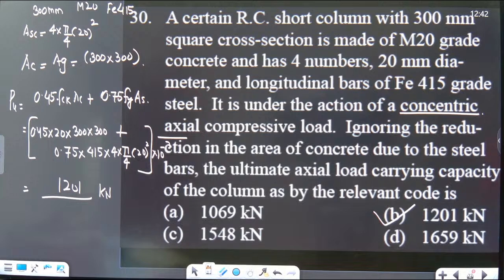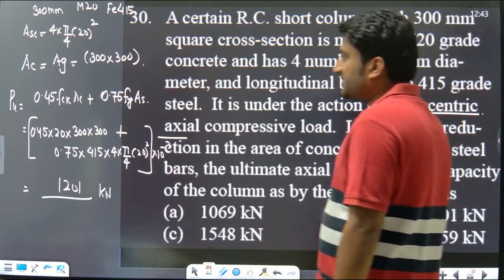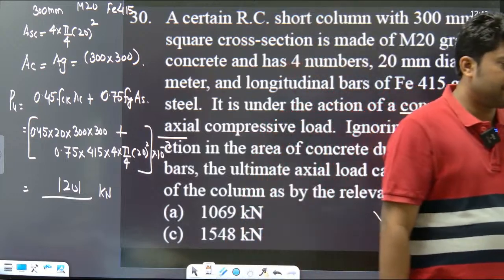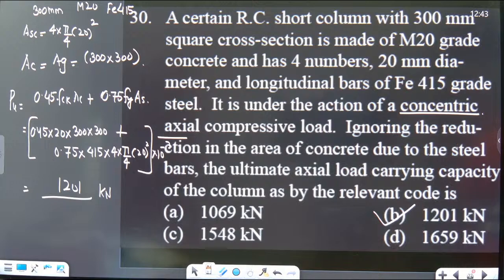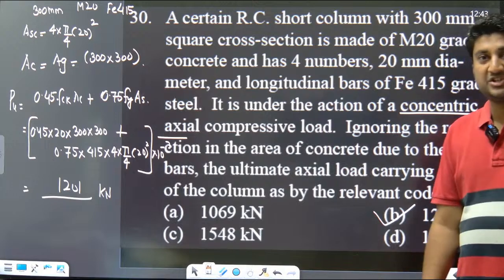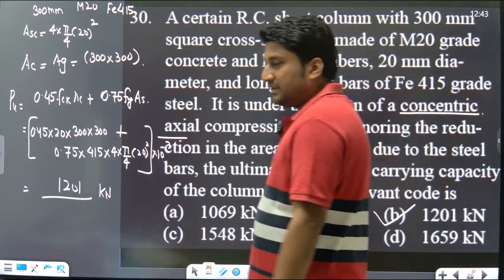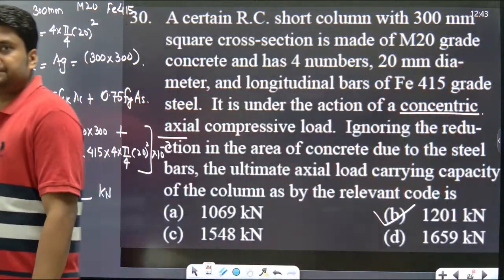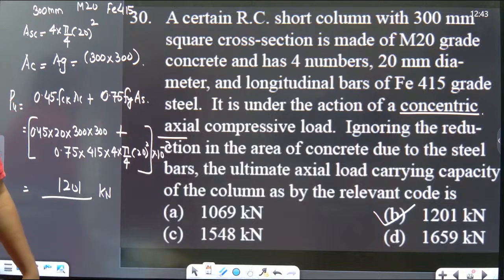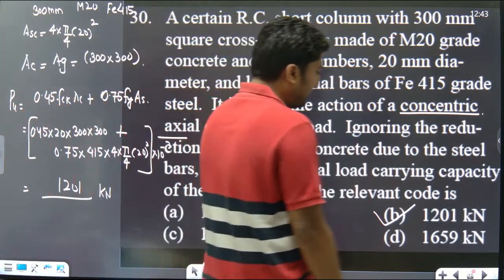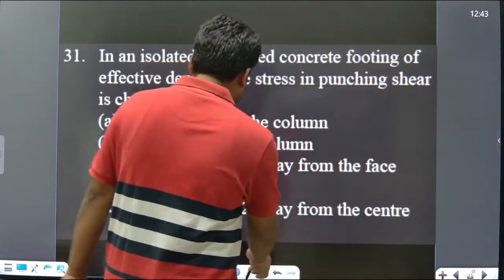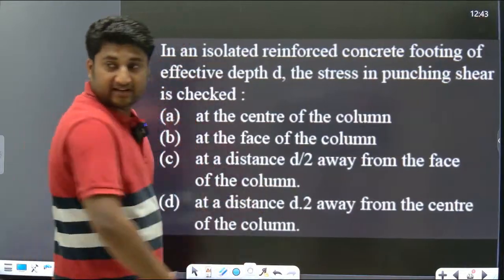Understood? Yes or no? Please remember this point. Okay, we will take the last 10 questions for column and footing. Then this chapter will be finished. Okay, moving ahead. Apply the logic. What is the correct answer?